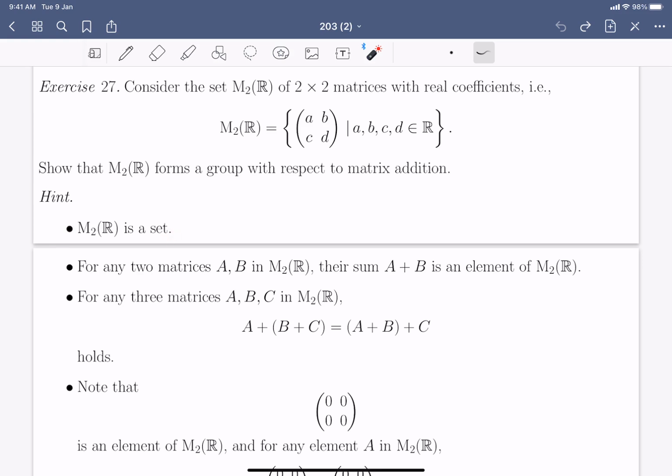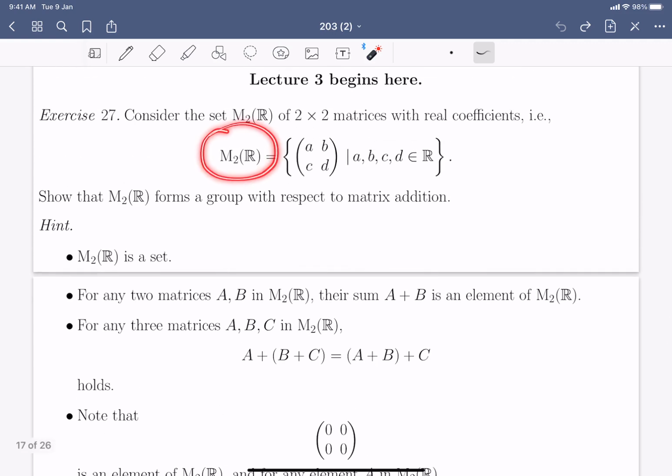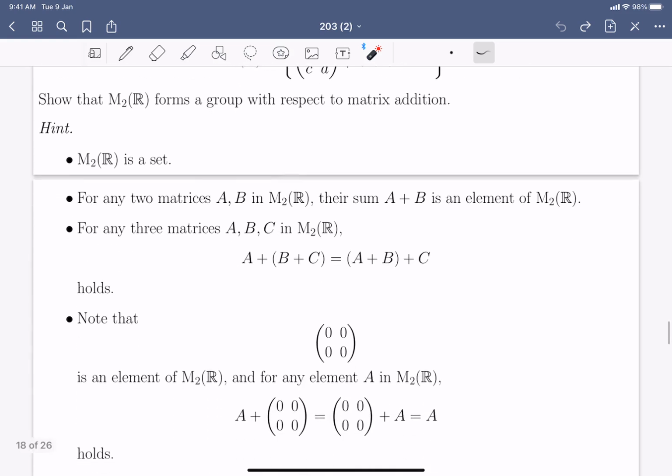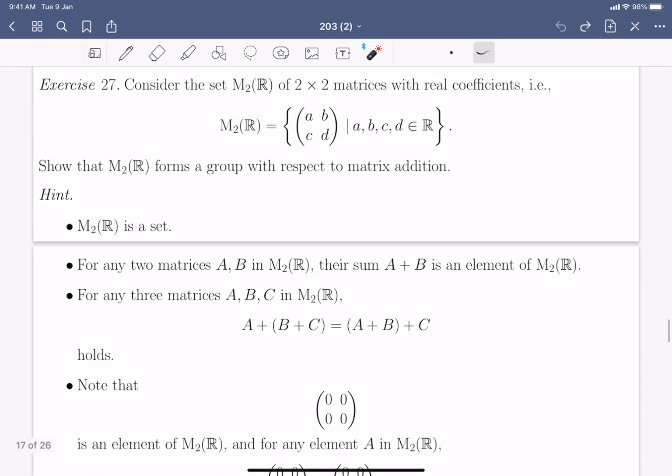So the first thing is that M2R is a set. There is nothing to verify; we just need to make the observation that it is a well-defined set. Then for the composition law that we have in mind, if you take any two elements from that set and combine them using this composition law, that is, you look at A plus B, is it an element inside M2R once again or not? Indeed this is so, because if you take two matrices inside M2R, then their sum is also an element of M2R.